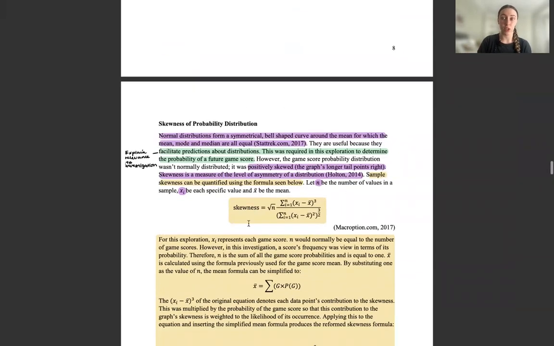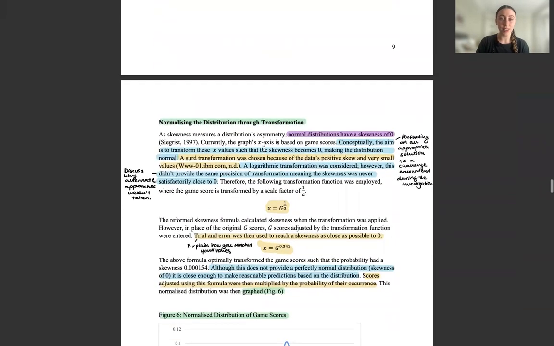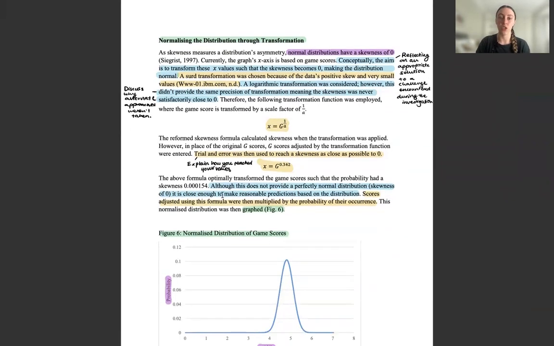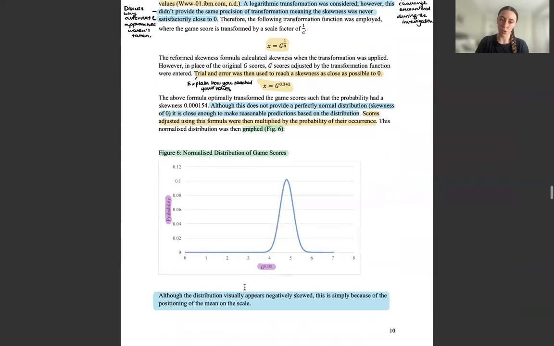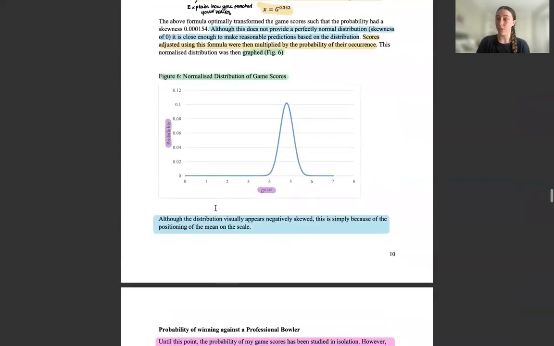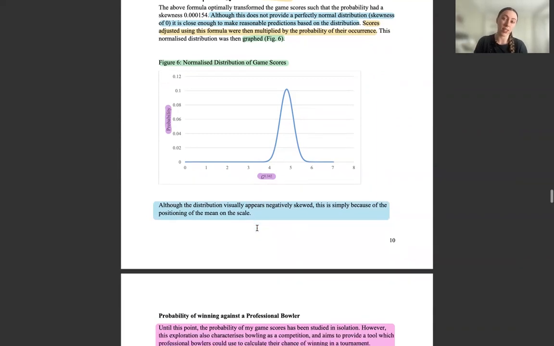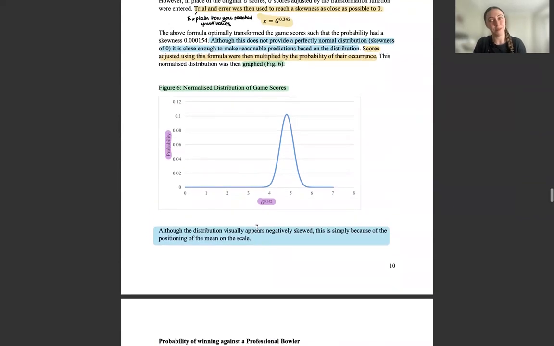I am calculating its skewness in order to assess whether it's a normal distribution or not. Alas, I find that it is not a normal distribution. Therefore, I have this whole section discussing how I'm overcoming this issue, reflecting on why I'm approaching it the way that I am, and then coming up with this new graph. And again, interpreting the graph here: although the distribution visually appears negatively skewed, this is simply because of the positioning of the mean on the scale. So I'm reflecting to say, yeah, it looks this way, but there's a reason for that.